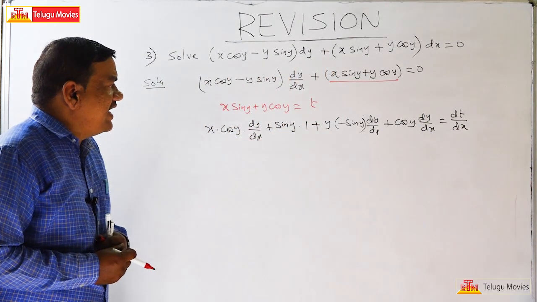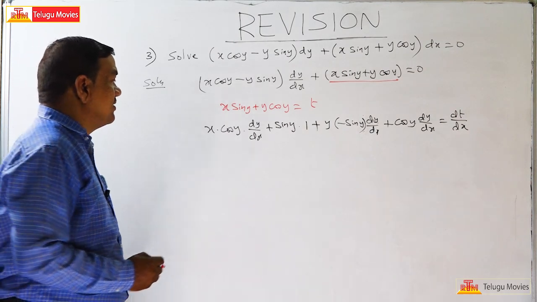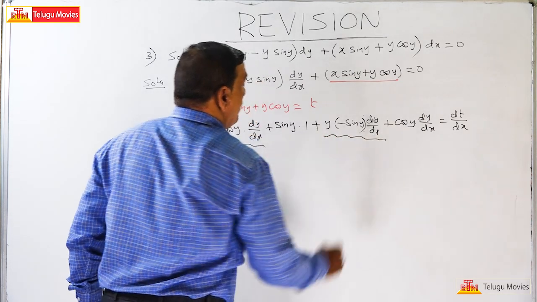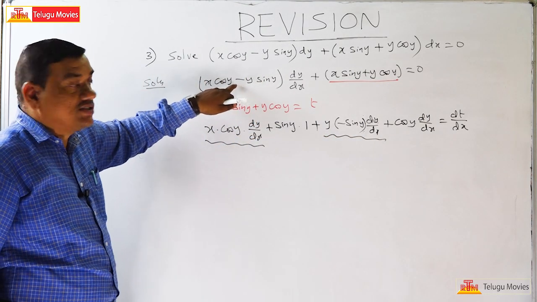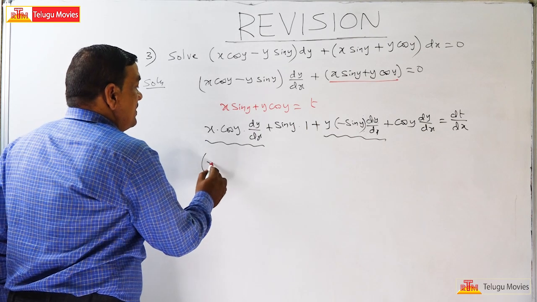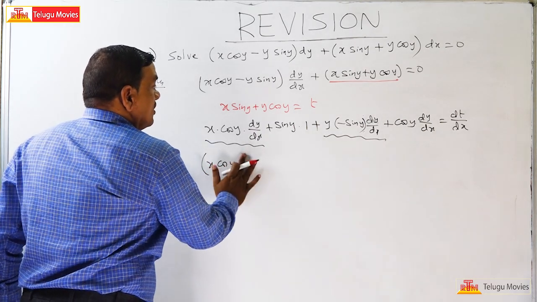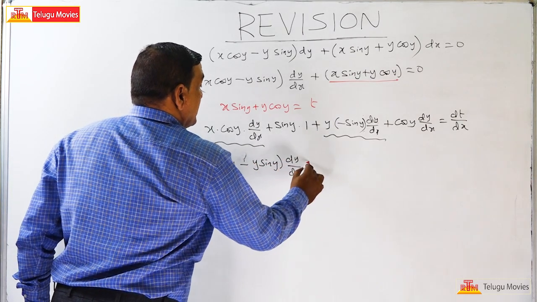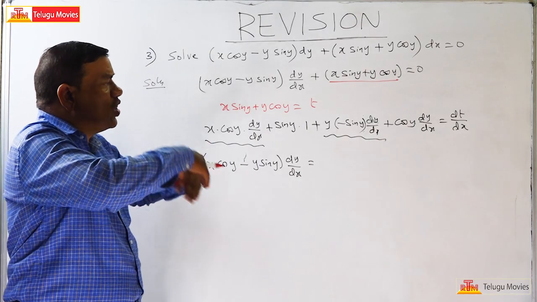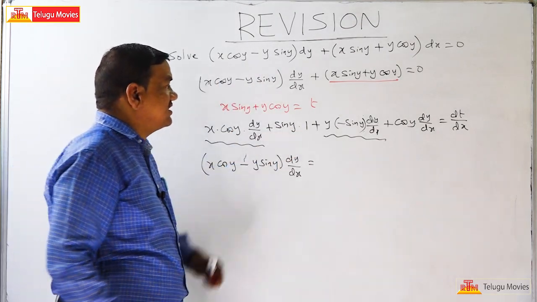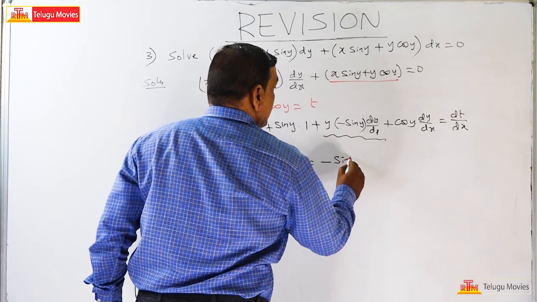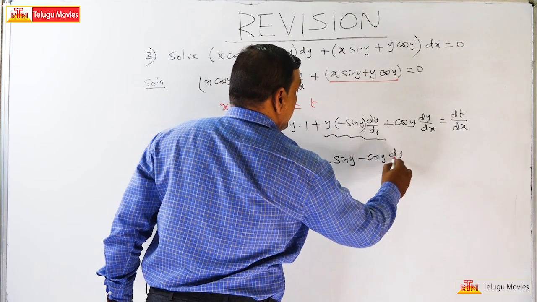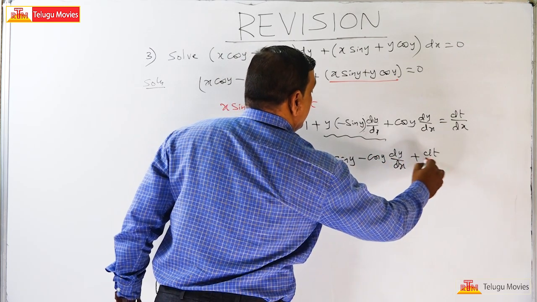Let us rearrange the terms. See here, x cos y dy minus y sin y dy. Why? Because here it is x cos y minus y sin y. That means (x cos y minus y sin y) dy by dx is equal to, let us take all the remaining terms to the other side. So sin y is there, minus sin y. This is equal to minus cos y into dy by dx plus dt by dx.